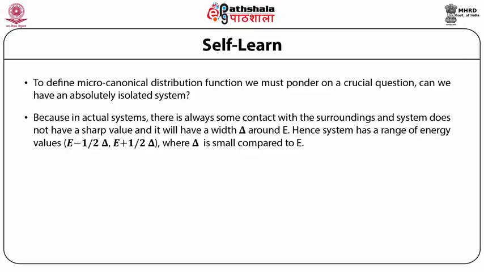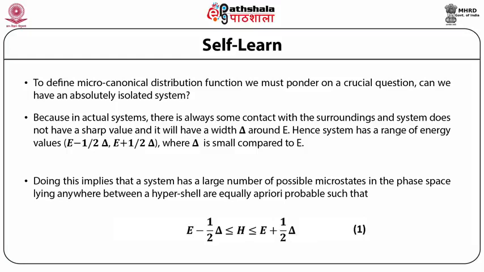Values lying between the interval E minus half delta and E plus half delta, where delta is small compared to E. Doing this implies that a system has a large number of possible microstates in the phase space lying anywhere in a hypershell that are equally a priori probable, such that E minus half delta is less than or equal to H, which is less than or equal to E plus half delta, where capital H here is the Hamiltonian.